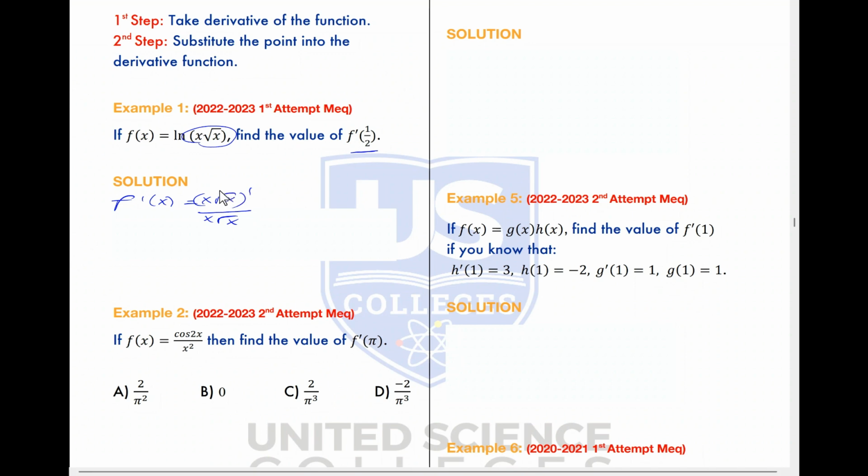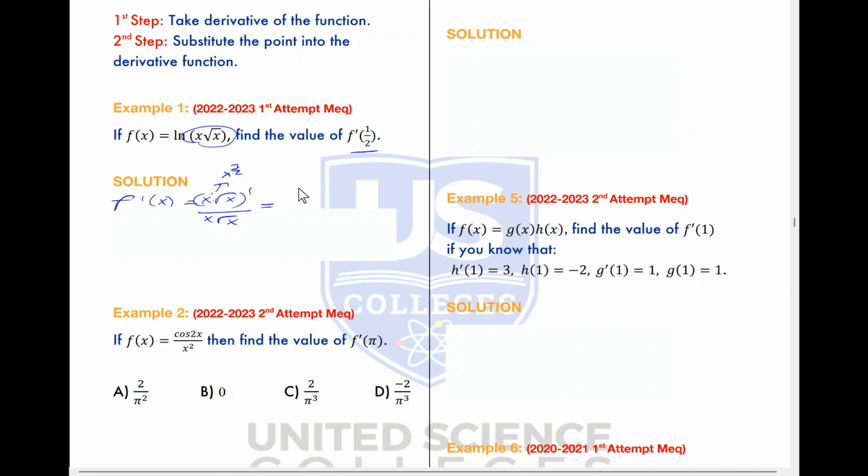Now, how do I take the derivative of this? I can apply the product rule, but it's not necessary. I can write this as a single power, like x to the power of this is 1, this is half, the sum of the powers is 3 over 2. So let's take the derivative of x to the power of 3 over 2 by using the power rule.